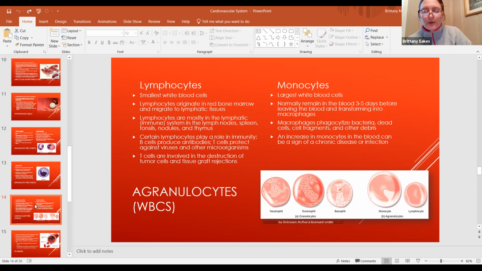Monocytes are the largest white blood cells. So you have your lymphocytes, which are your smallest. Those are in your immune system. Your monocytes are the largest white blood cells. They remain in the blood 3 to 5 days before they leave the blood and transform into macrophages, which are amazing Pac-Man. They phagocytize bacteria, dead cells, cell fragments, and other debris.